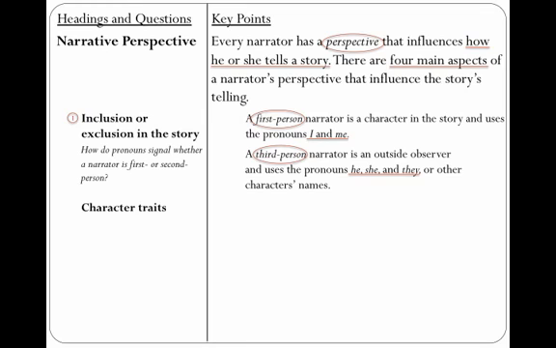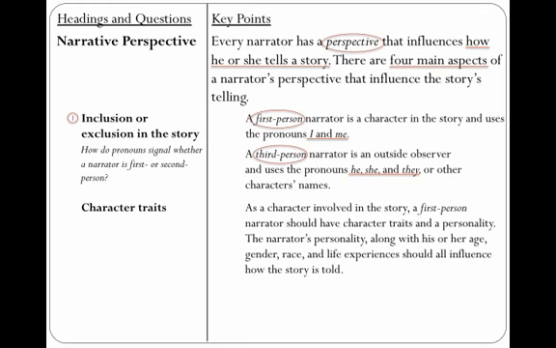Now, character traits is the second main aspect of a narrator's perspective. When we're talking about character traits for a first-person narrator, we're talking about a person who's in the story. So, as a character involved in the story, a first-person narrator should have character traits and a personality. The narrator's personality, along with his or her age, gender, race, and life experiences, should all influence how the story is told.